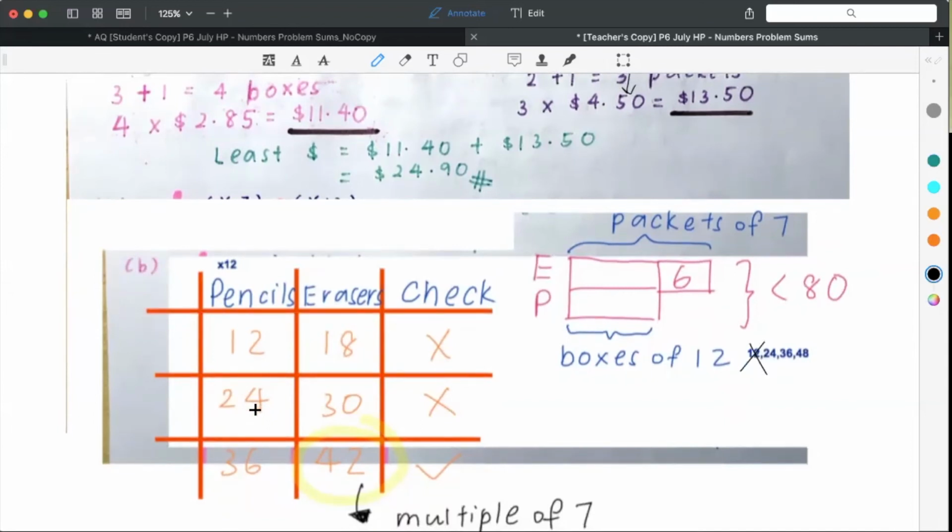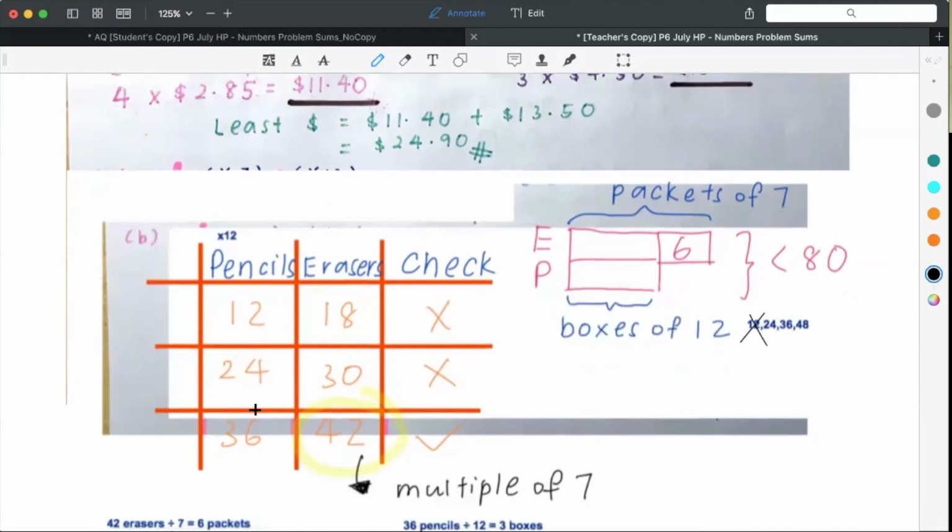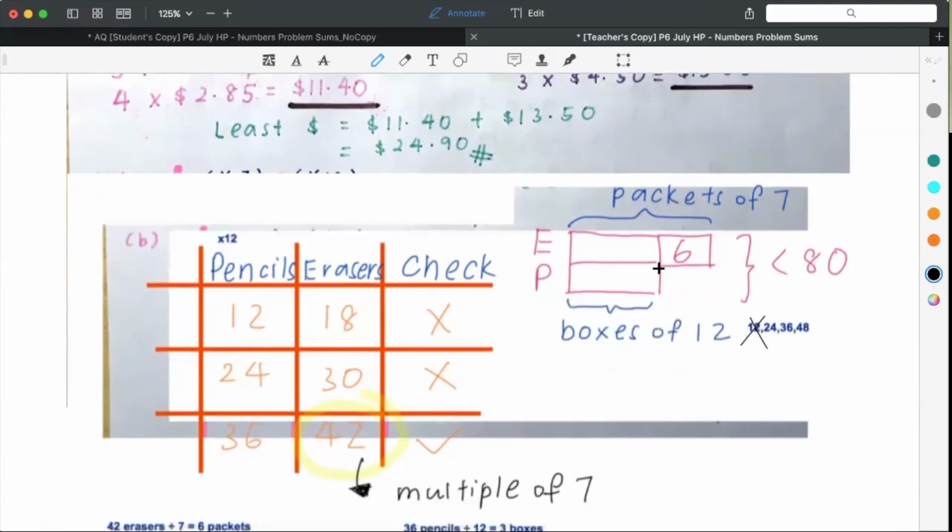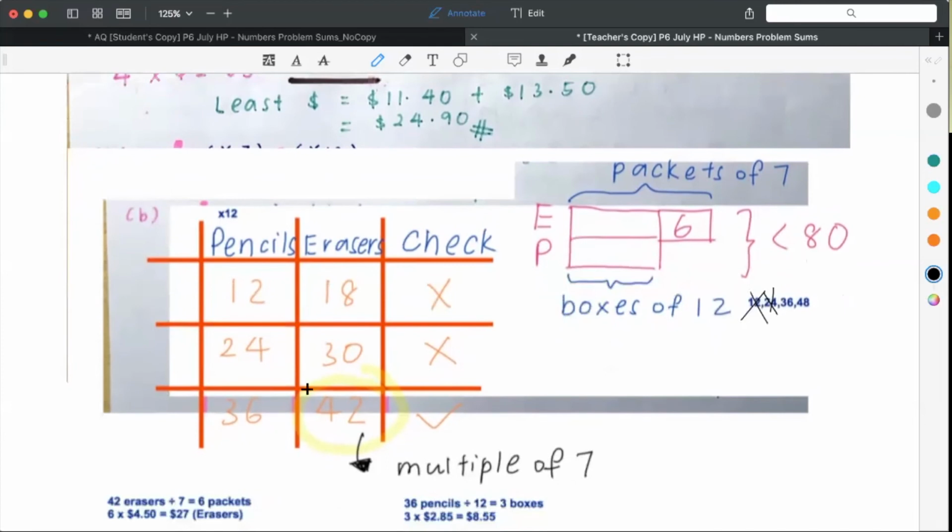If it's 24 pencils, how many erasers? 24 plus 6, 30 erasers. Is 30 a multiple of 7? It's not, so just put a cross. The next number I will try would be 36. If it's 36 pencils, how many erasers? 36 plus 6, 42. Yes, it's a multiple of 7. And of course, when you add them up, it is less than 80.